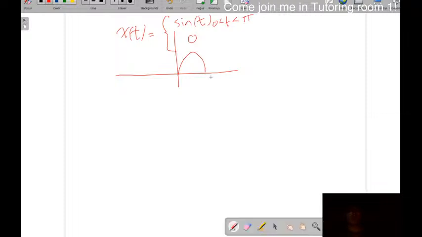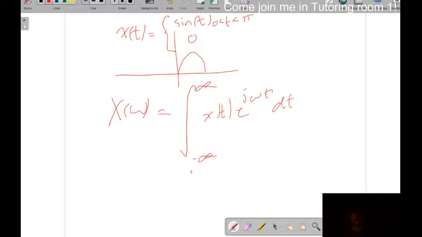So X of omega is equal to the integral from negative infinity to infinity of x of t times e to the negative j omega t dt. This is going to be the integral from 0 to pi of sine of t times e to the negative j omega t dt. I'm going to break this up into two functions right now.